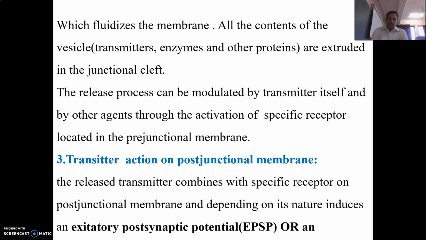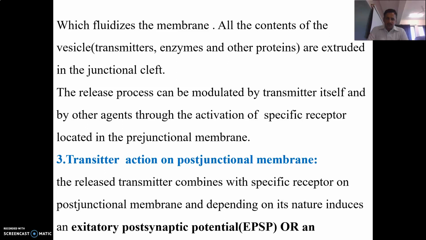The transmitters, enzymes, and proteins are stored in the vesicle, but after the activation of the membrane, they get released from the pre-junctional site. After releasing, they act on particular receptors or a particular site in the body, because they want to show their effect in the body. This transmitter usually acts on the post-junctional membrane. They are stored in the pre-junctional site, and after releasing, they act on the post-junctional membrane.